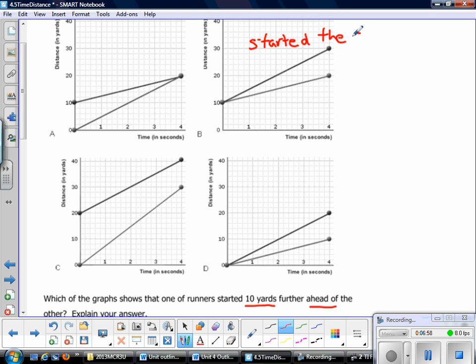And how do I know that? Well, they both started at 10, so it can't be that one. It can't be this one, almost for the same reason, started the same again. They both started at 0. And the one to your left, well, they didn't start the same. This one started at 0. This one started at 20. So it can't be that one.